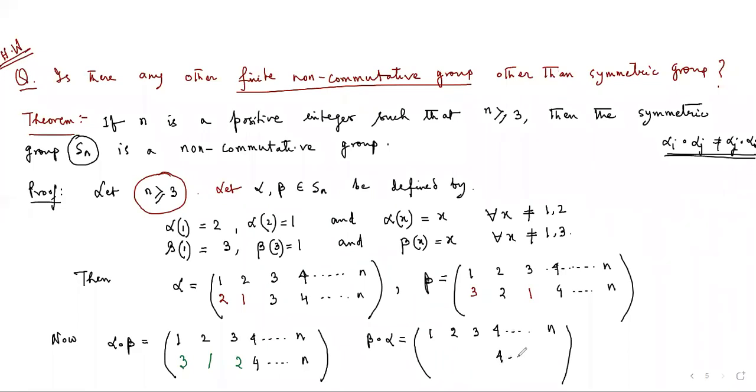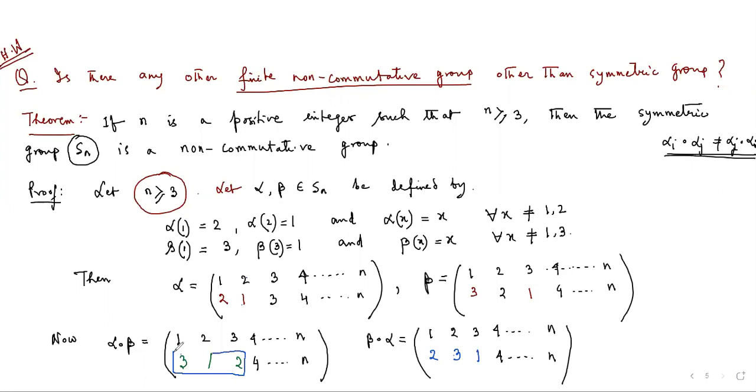From 4 to n, nothing will happen. They will remain the same. Let's check from 3. Beta dot alpha, so alpha comes first. So 3 goes to 3 and 3 goes to 1. So we get 1. 2 goes to 1 and 1 goes to 3. We get 3. I'm again checking. 3 goes to 3 and 3 goes to 1. So 3 goes to 1. 2 goes to 1 and 1 goes to 3. So this. 1 goes to 2 and 2 goes to 2. So this. Okay. Now you see, look at this.